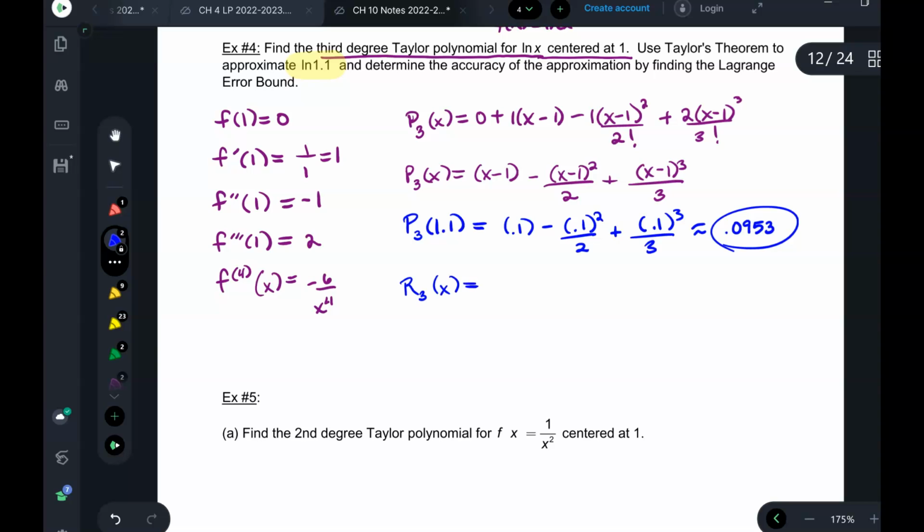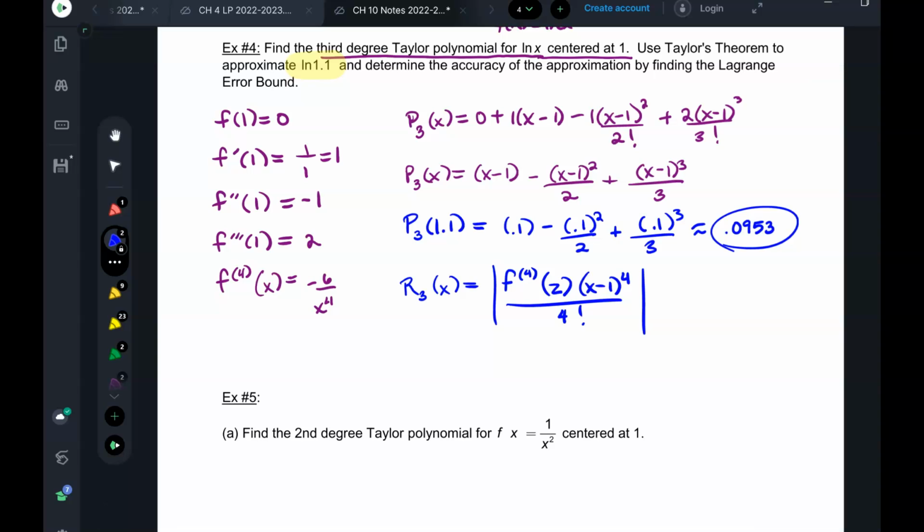Okay, so first of all, the formula. Since we used a third degree polynomial, then we want the fourth derivative at some value of z, times x minus 1 to the fourth over 4 factorial. And remember, we always want to just make that positive. It will be positive because we've got the fourth power. This is only if you're finding the accuracy. This is finding how much off they are. This is the most that the answer could be off.